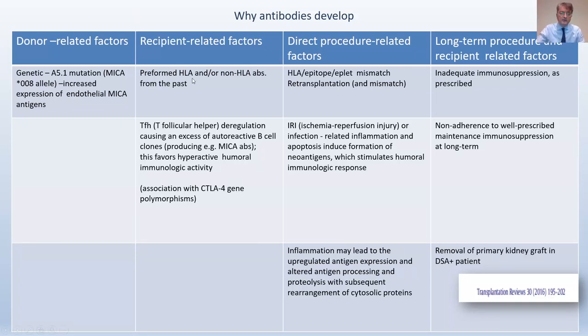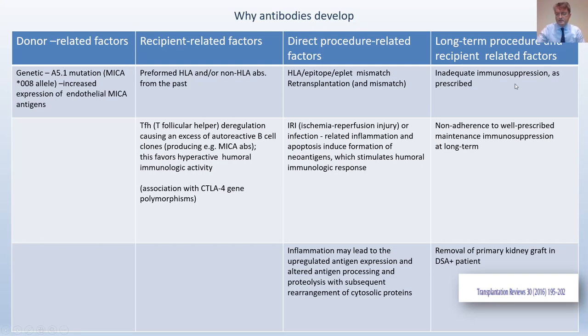In recipients, of course, a factor will be preformed antibodies from the past, from a previous graft, or maybe a blood transfusion. But there is also dysregulation of the T follicular helper cells, which causes an excess of autoreactive B cell clones, and this favors hyperactive humoral immunological activity. Procedure-related factors are very clear. This is mismatch of HLA, epitope, applet, and this is even more important in retransplantation with mismatch. But also ischemia reperfusion injury, because this is associated with increased inflammation and apoptosis, which induces formation of neoantigens, and these neoantigens stimulate the humoral immunological response.